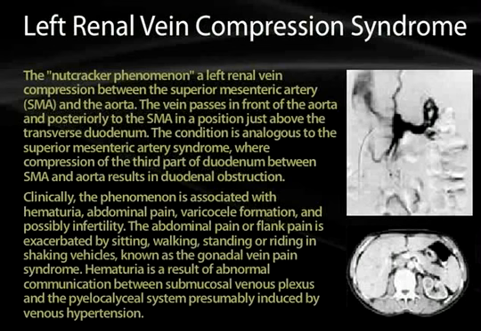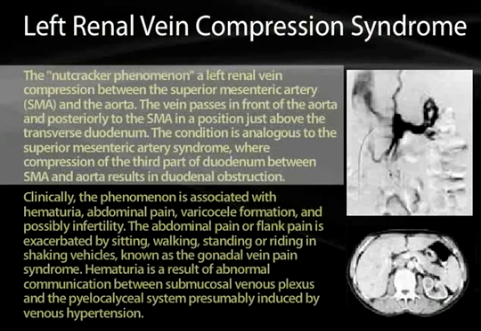What about renal vein compression syndromes? This is sometimes called the nutcracker phenomenon, and it can occur when the left renal vein is compressed between the superior mesenteric artery and the aorta. The vein passes in front of the aorta but behind the superior mesenteric across from the transverse duodenum. And this is similar to the superior mesenteric artery syndrome, where that superior mesenteric artery can be compressed as well, and that can cause the duodenal obstruction.